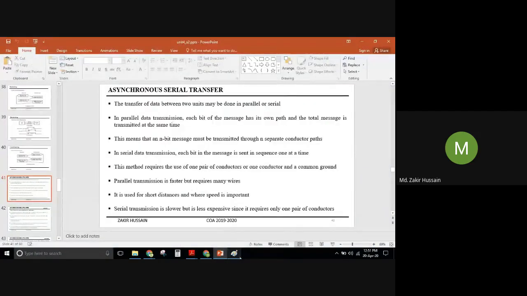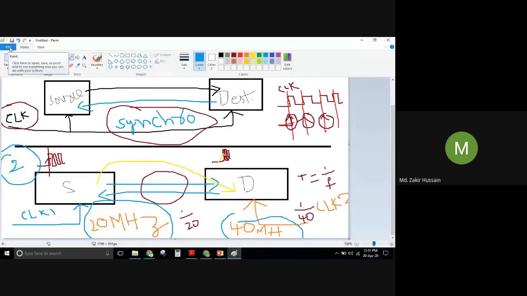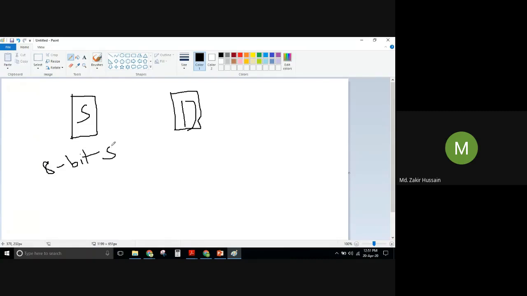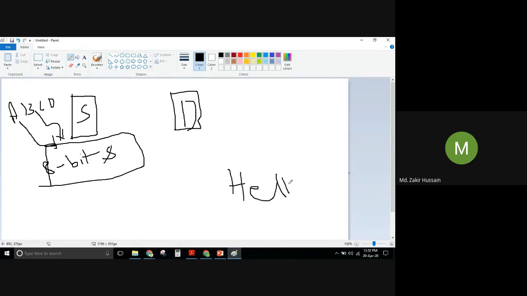Before we get into this discussion, we have to understand one more thing. Suppose you have the source and you have the destination. This is your source, this is your destination. The message is transmitted as 8 bits. For example, suppose there is A, B, C, D. A is converted to 8 bits, B is converted to 8 bits, everything like that. Suppose you have the word hello. H is converted to 8 bits, E is converted to 8, L is converted to 8, again L is 8 and O is 8.